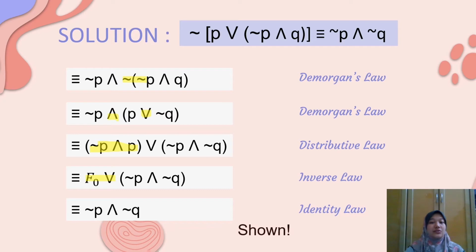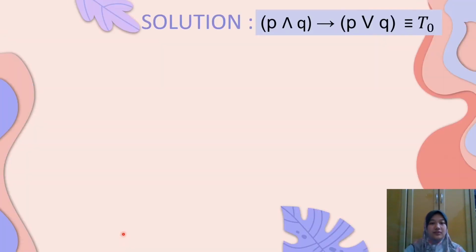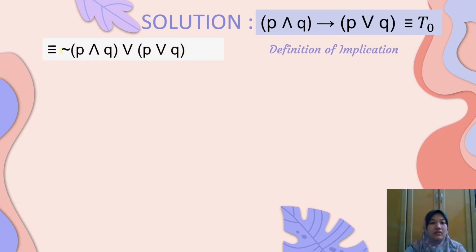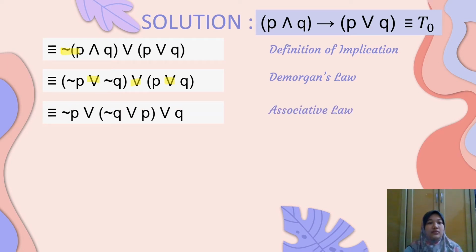So it's shown. And last but not least, example 3. First thing first, we see the implied sign in here, so we know that we can use definition of implication law. And then we see negation sign in here, that means we use De Morgan's law. Next, we see the sign here is the same right here and also here. We know that we have to use associative law. And then we see that we have to change the position between these two by using commutative law.